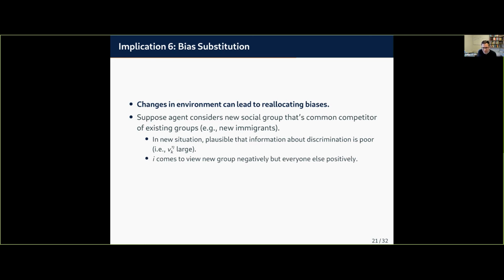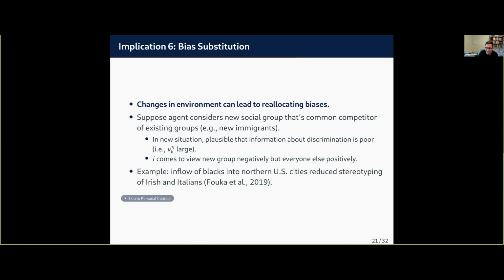Then it will happen that all agents are going to view this group overly negative, but in fact it reduces biases on all other groups. And there is an example of this, which is, I think, relatively well documented, that when Blacks arrived to northern US cities, this in fact led to fewer biases against Irish and Italians. It's kind of an interesting effect that this new competing group arriving changed the biases between already existing groups in society.